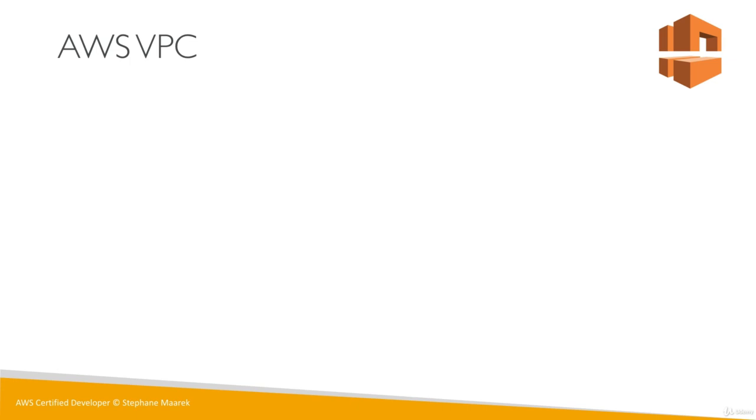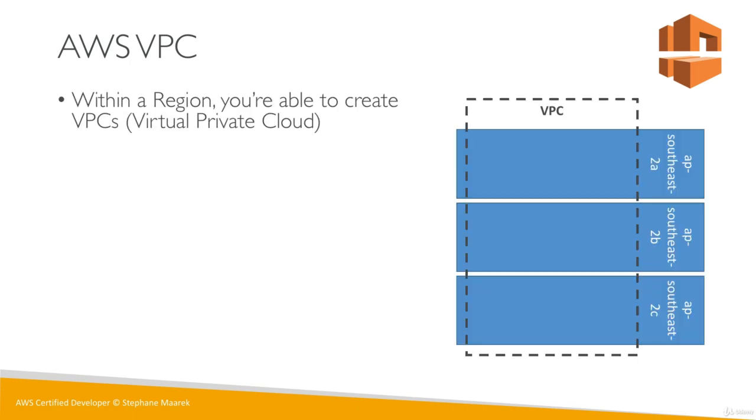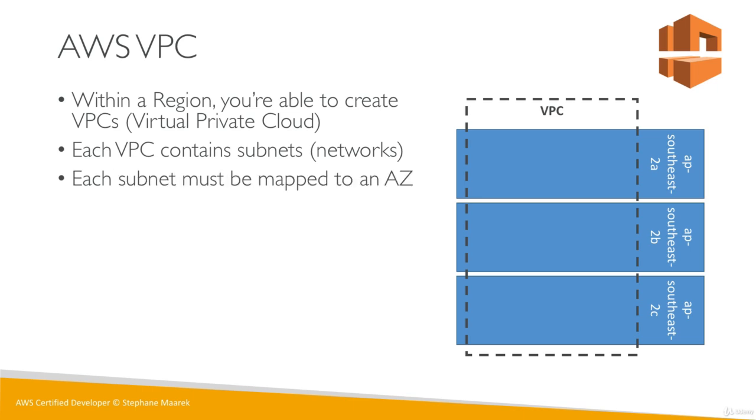Okay, so now finally the alias VPC. Within the region, you're able to create a VPC, Virtual Private Cloud. And when you first created your account, there was a default VPC. Now each VPC contains subnets, and subnets are just networks. And each subnet must be mapped to an AZ.